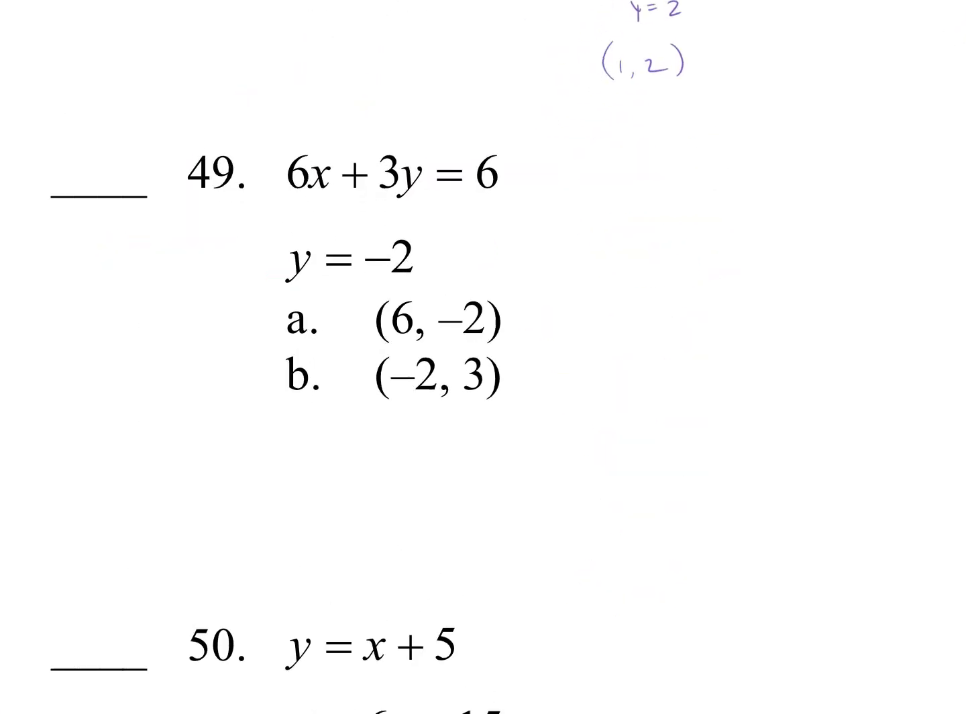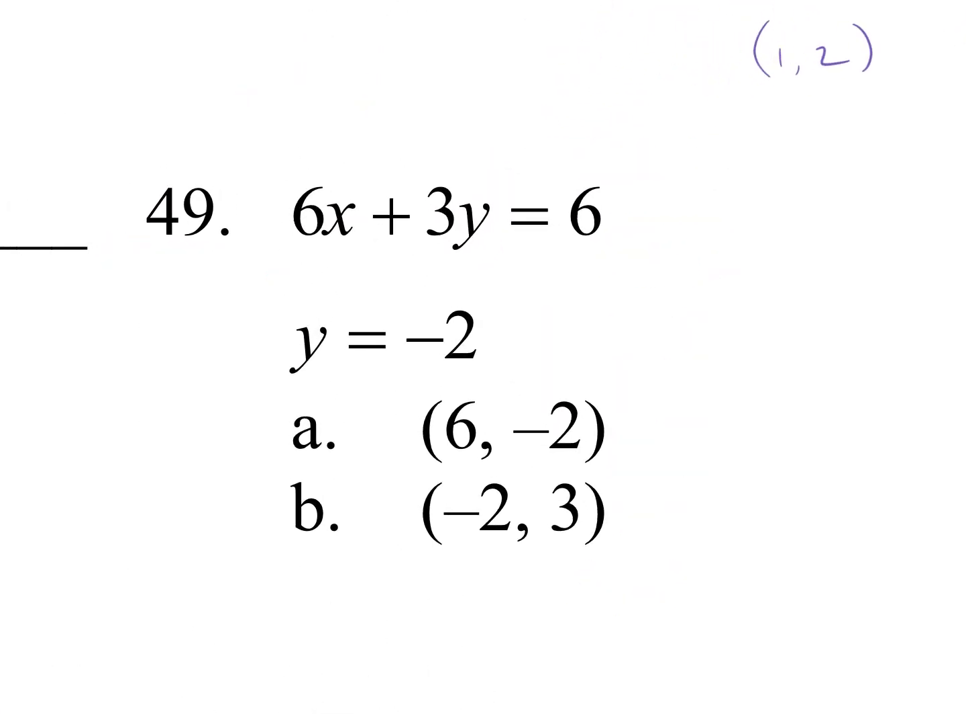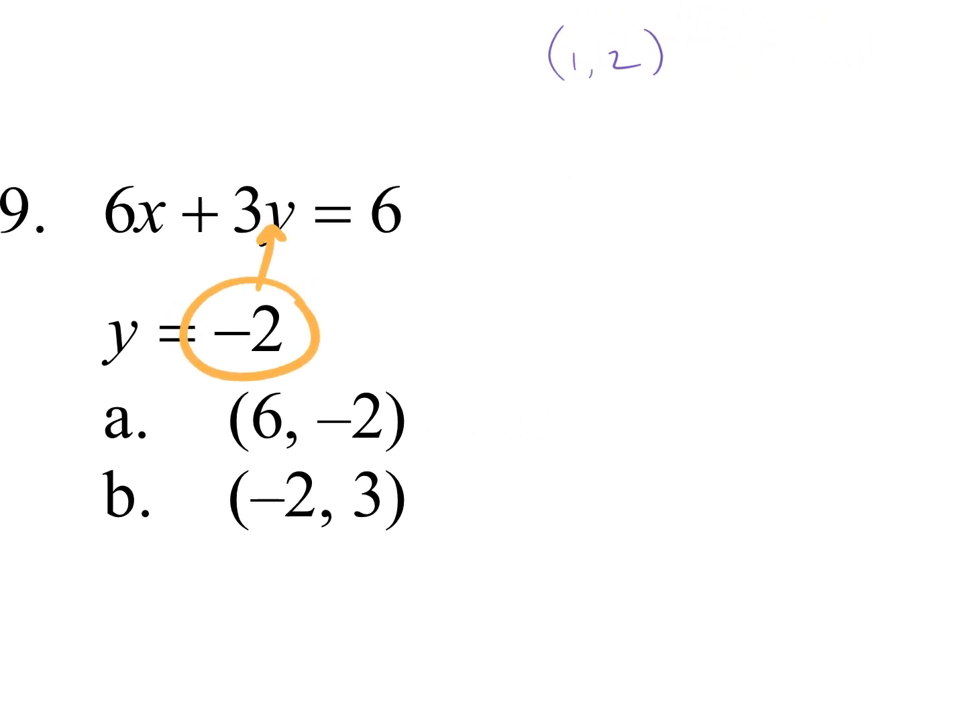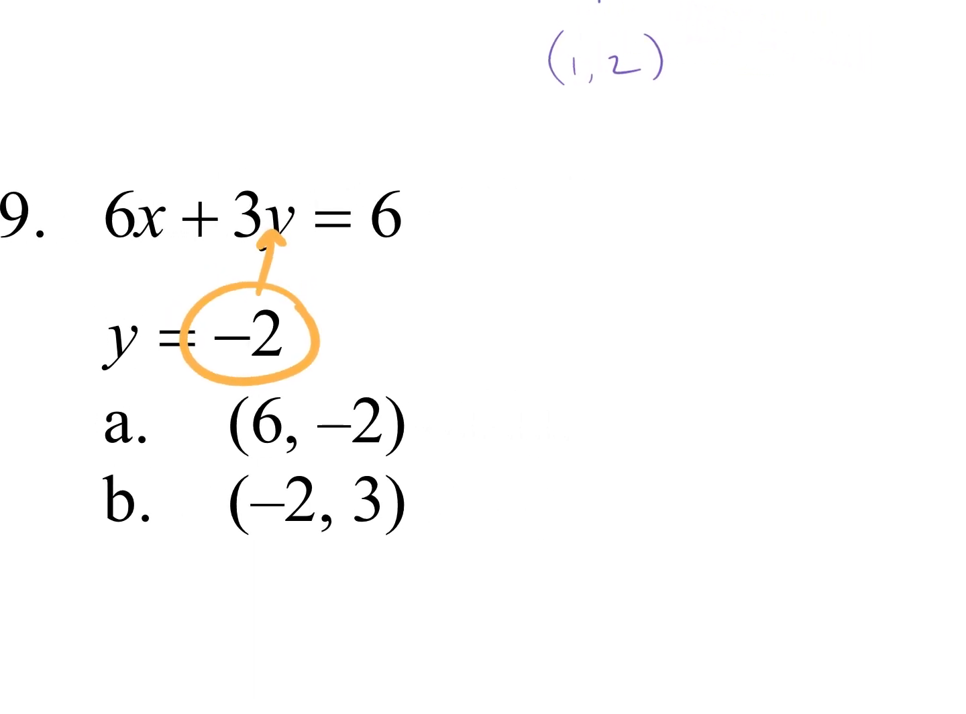All right, let's look at 49. What should I do first for 49? Plug in the y. So it says y is equal to negative 2. That one's already solved for me. I know what y is. So I'm going to plug that into the y. So I have 6x plus 3 times negative 2 is equal to 6.